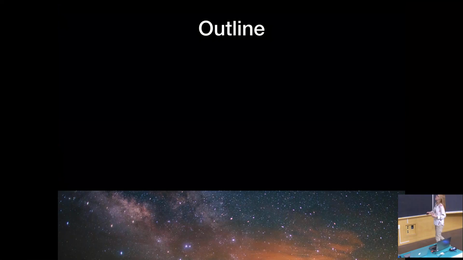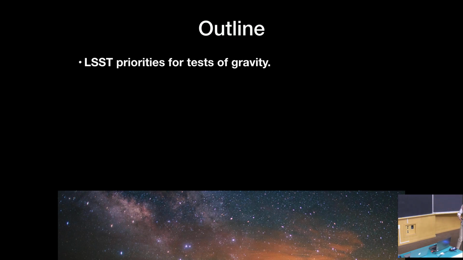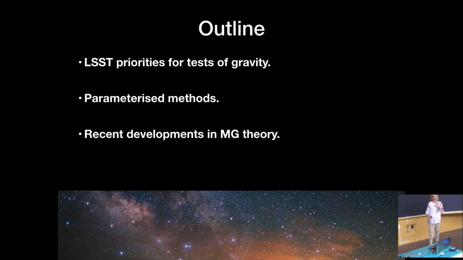And I'll do that in 4 stages. So first of all, we'll do the official LSST bit, and I'll tell you what the priorities for testing this model space with LSST are. Then I'll explain why we've come to that set of priorities. And to do that, I need to say a bit about something called parameterized methods for testing gravity. And I need to tell you about some very rapid theoretical developments that have happened in gravity theory, or MG theory, modified gravity theory, over literally the past 18 months.